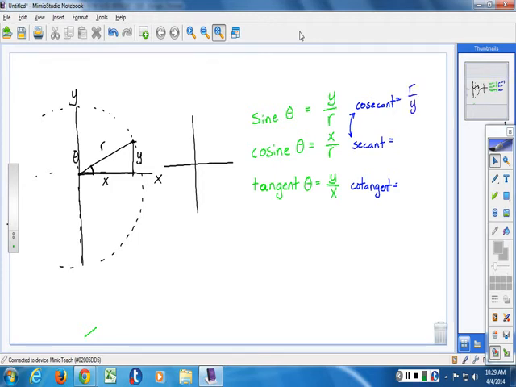So if you can remember SOHCAHTOA, you can remember the first three. I guarantee you can get the other three, so you just flip them over. So what do you think secant's going to be? R over x. What do you think cotangent's going to be? X over y. And we're done defining all 6 of them.